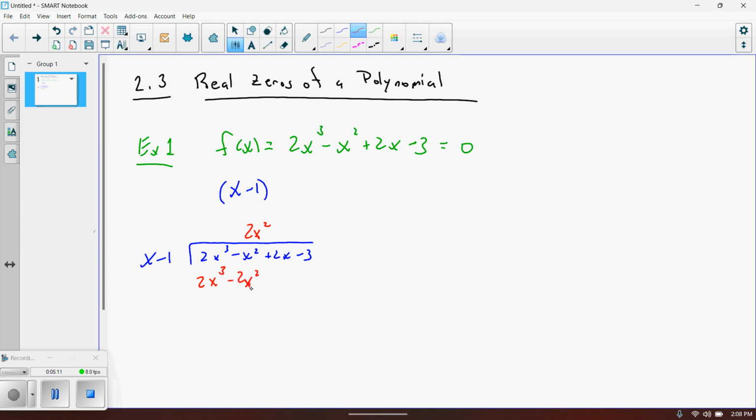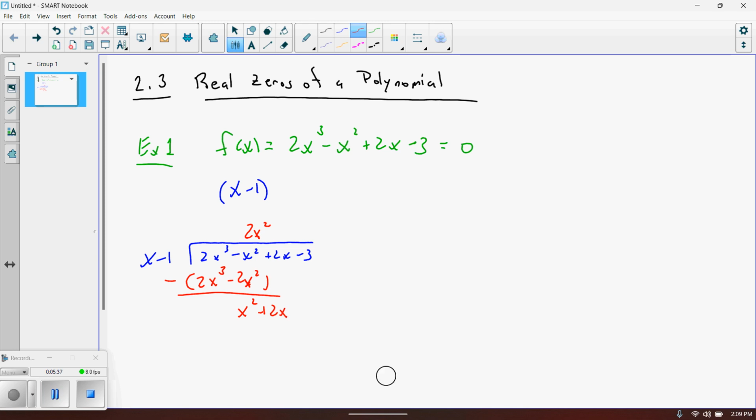And if you remember from long division, you would now subtract what you have. So 2x cubed minus 2x cubed has to go away. It does. And then we've got negative x squared minus a negative 2x squared, or basically plus a 2x squared. So negative x squared plus 2x squared is plus x squared. Bring down the next term, and then repeat the process.